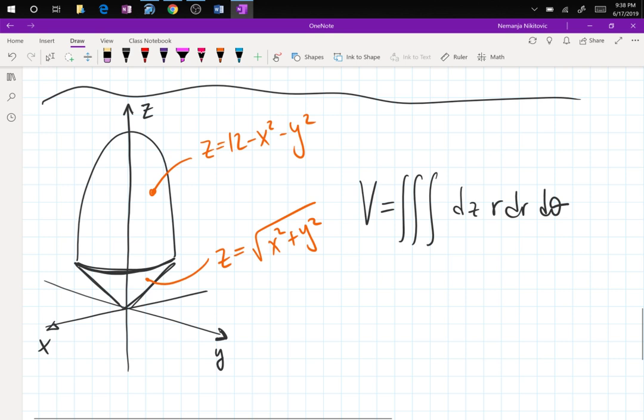I have to convert this into 12 minus r squared and z equals r. I have to convert these things. X squared plus y squared is r squared, and then square root and square cancel, so you just get r. So z goes from r to 12 minus r squared. Those are my z limits. I have to convert everything to r and theta.